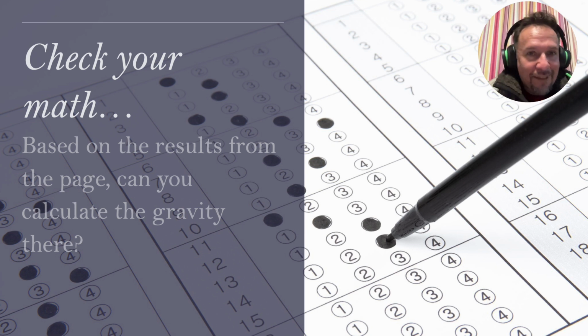Okay, so now let's check your math. So now you already know what weight is. So that is a relation between the mass and the gravity. Now, using your math, can you do the opposite? Can you do the inverse operation to calculate the gravity? So please pause the video and do the calculation.